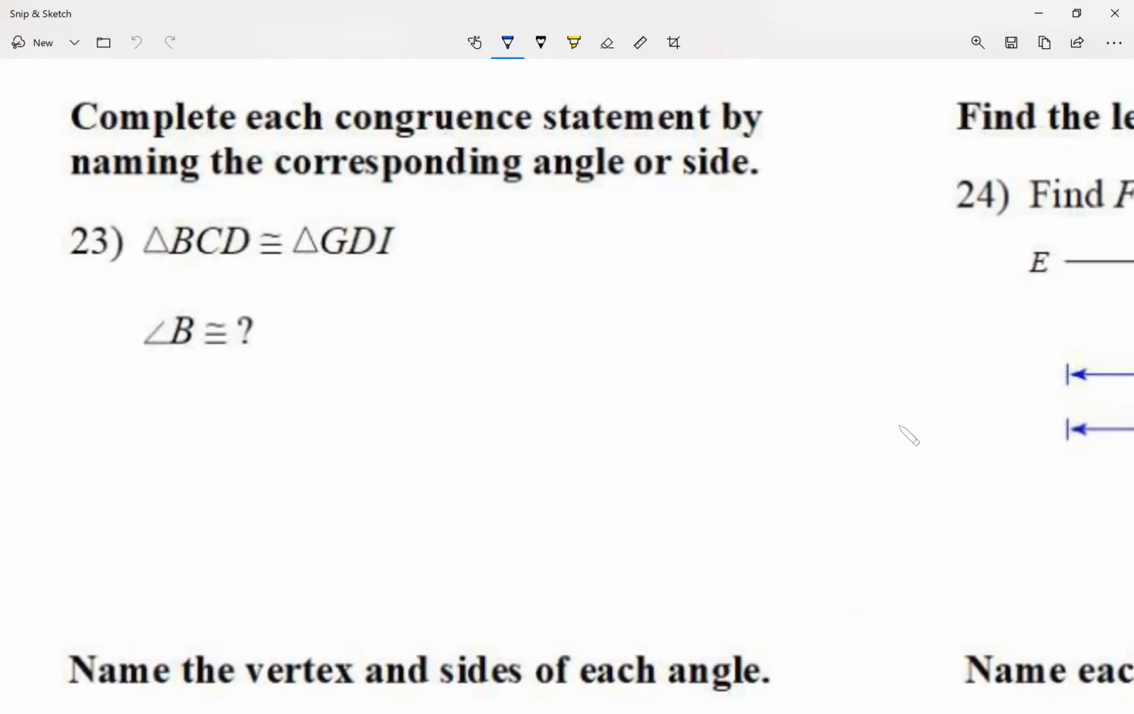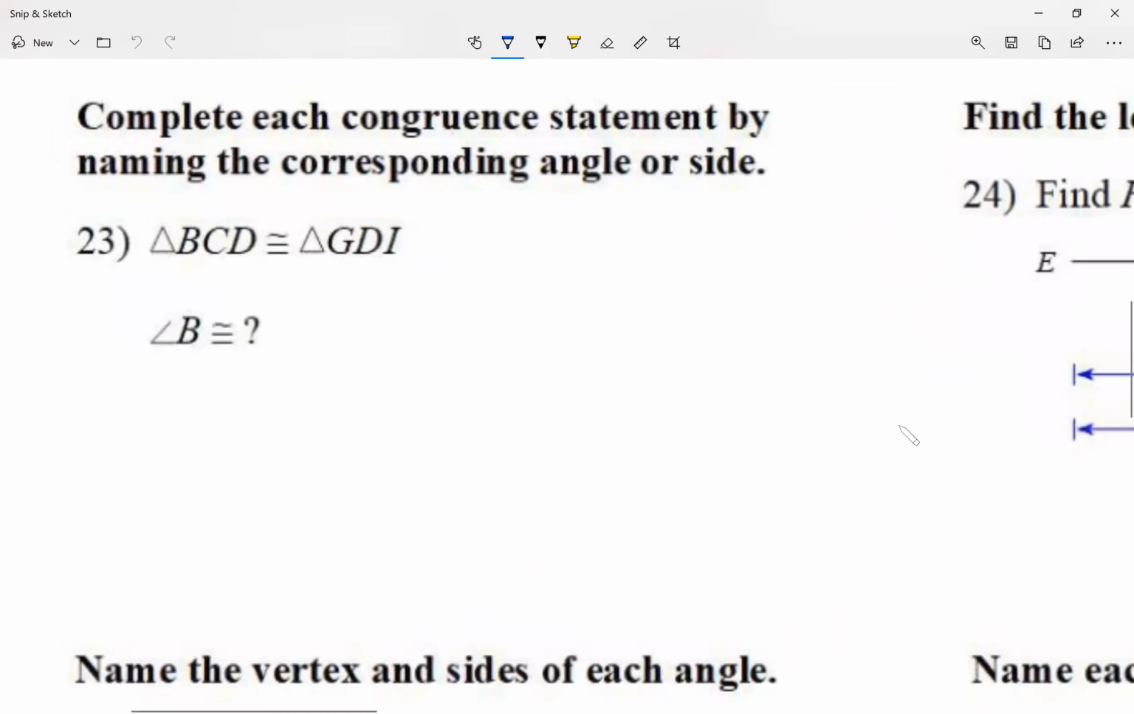We said that when we talk about sides, I need to use two letters. When I talk about angles, I can either use one or three letters. Okay, so let's take a look. Here, this says angle B is congruent to, I look at B, the first letter on the left side, on my first triangle. I could even look on the other side, the first letter is letter G. So I could say angle B is congruent to angle G, right?